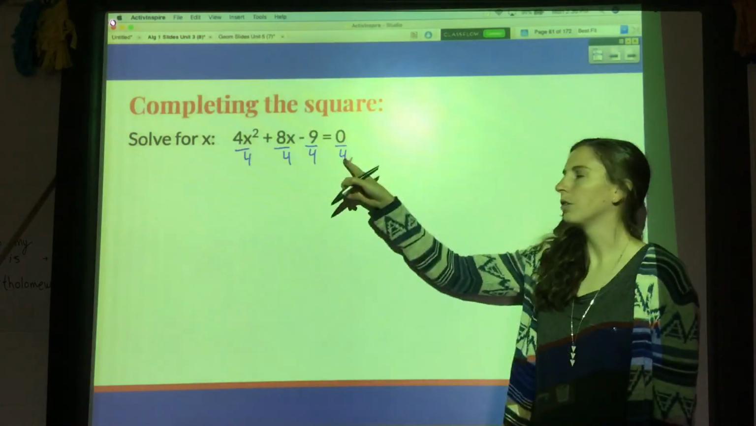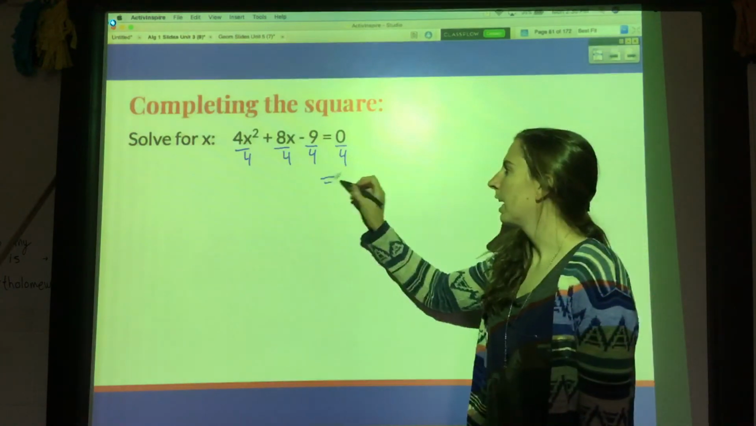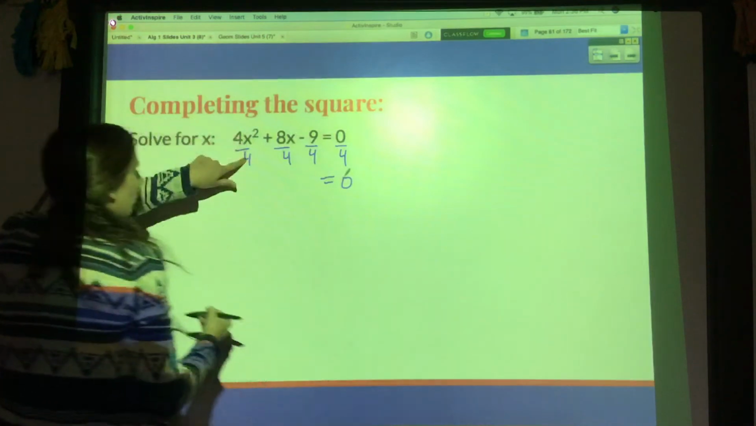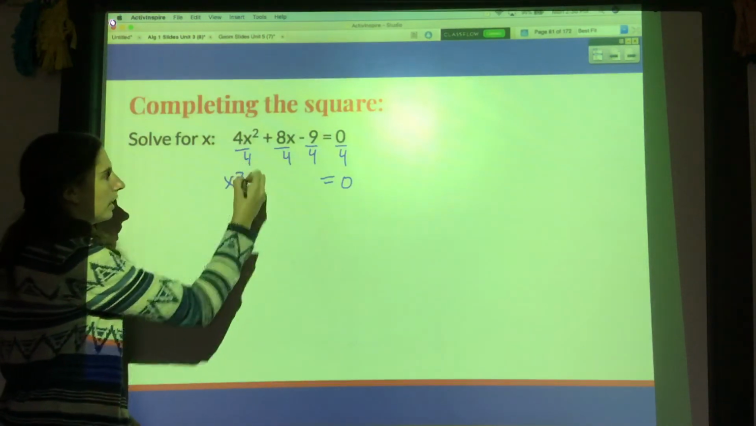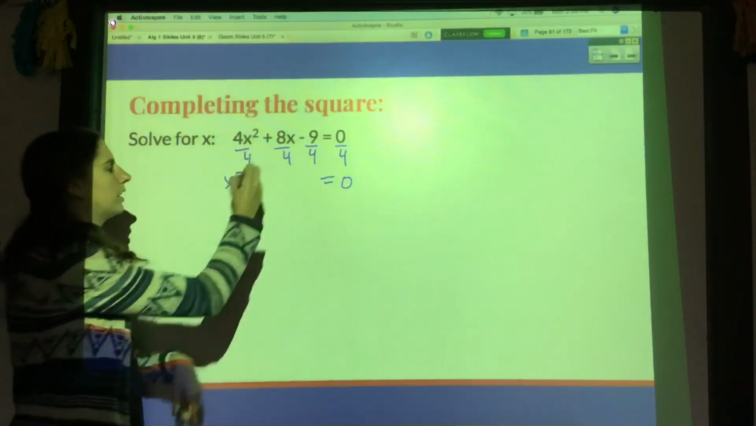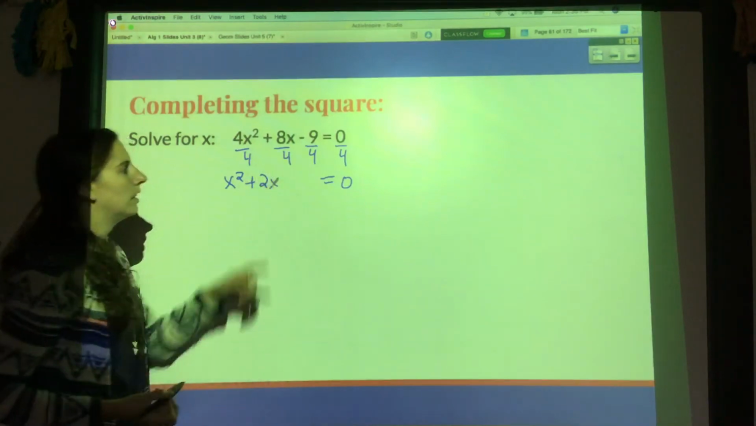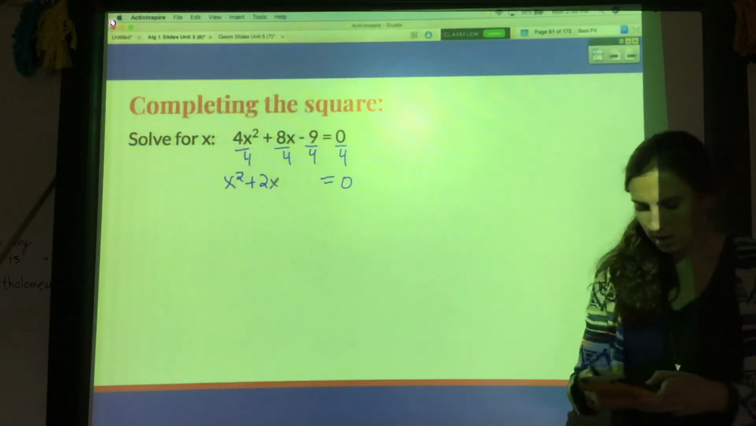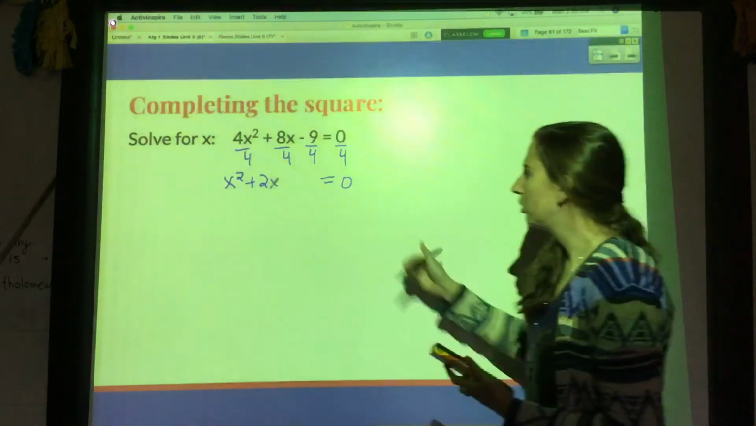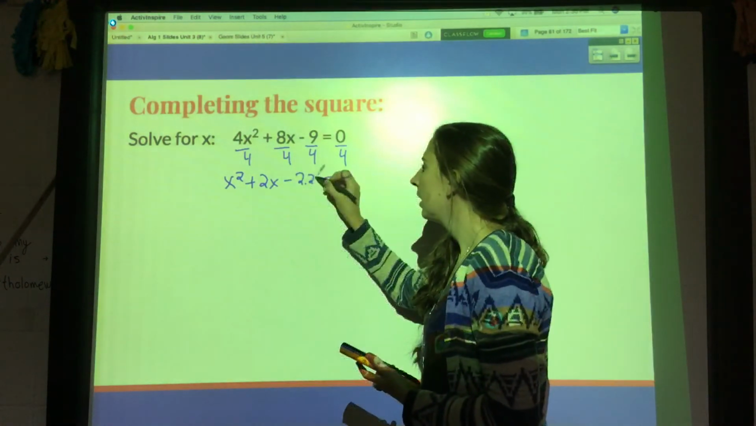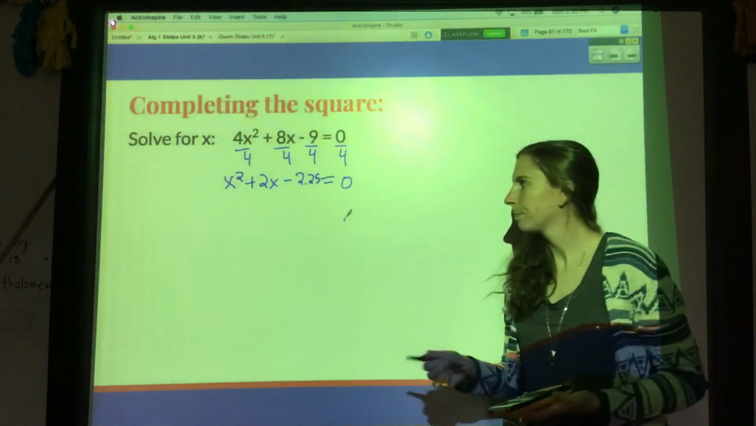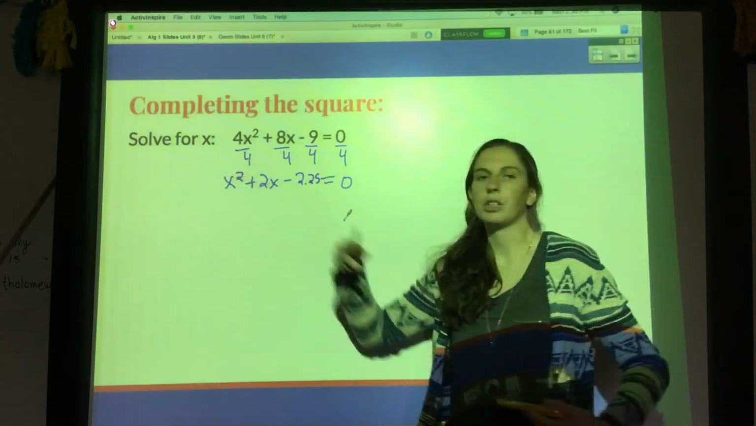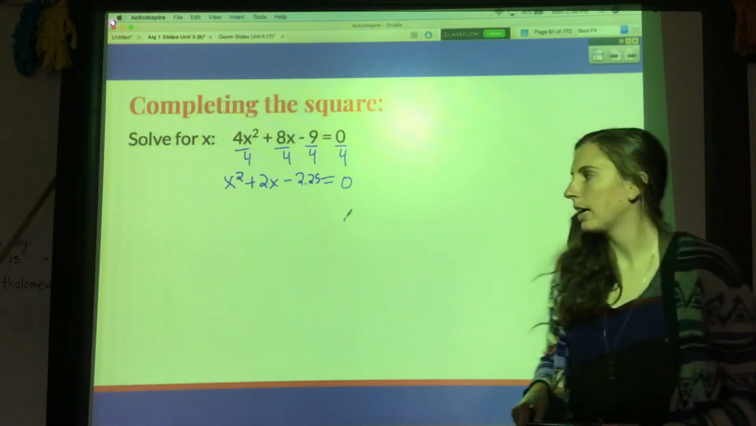Because 0 divided by 4 is just 0. And as long as you do it to both sides, it's a legal move. So 4 over 4 cancels and leaves just x squared. 8 over 4 is 2x. 9 over 4, let's make that a decimal this time around. 9 over 4 would be 2.25. And there we go. So now I got rid of the leading coefficient, which is what I was trying to do. Now we'll do it as usual.